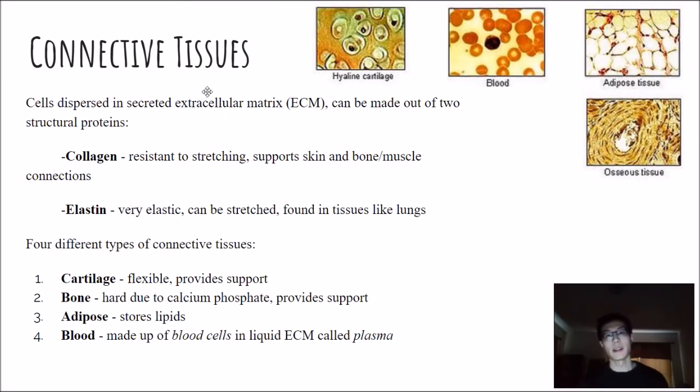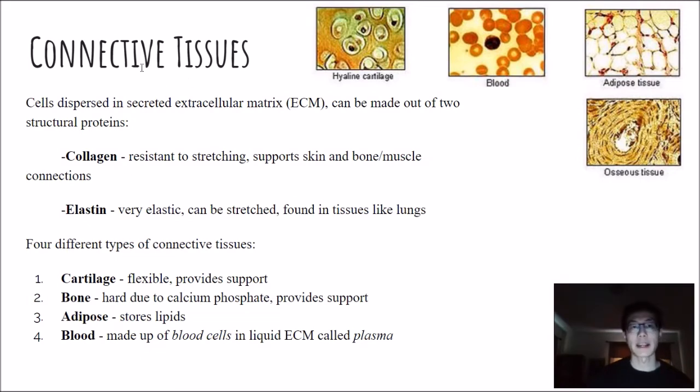So let's start off with connective tissue. Well, the cells are going to be dispersed in terms of connective tissues, they're going to be dispersed in the secreted extracellular matrix. They can be made of generally two types of structural proteins. So we have collagen, which is relatively resistant to stretching, so it supports skin and bone muscle connections, as well as elastin. So elastin is very elastic, as its name suggests, and it can be stretched. And elastin is often found in tissues that require some kind of stretching or malleability, such as the lungs.